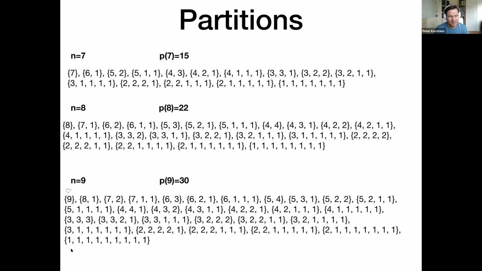Yeah, so 9 is both odd and distinct. Right, so see here that the way the order is here.